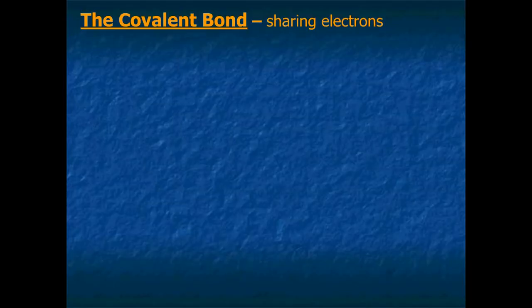So now let's look at the covalent bond. And the covalent bond is represented by sharing electrons. So remember, the ionic bond was an electrical transfer to satisfy the rule of 8 and become stable. In this case, the covalent bond is sharing electrons, and sharing the electrons to become stable.